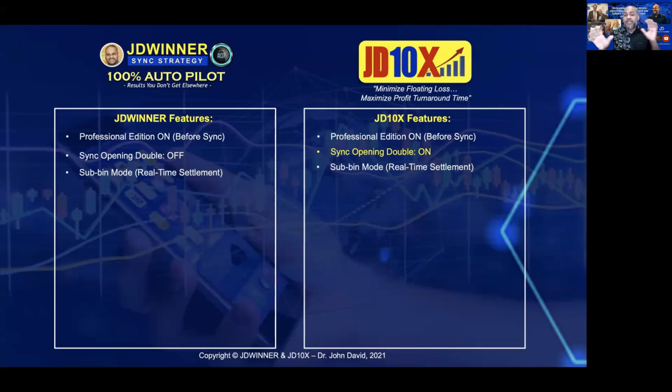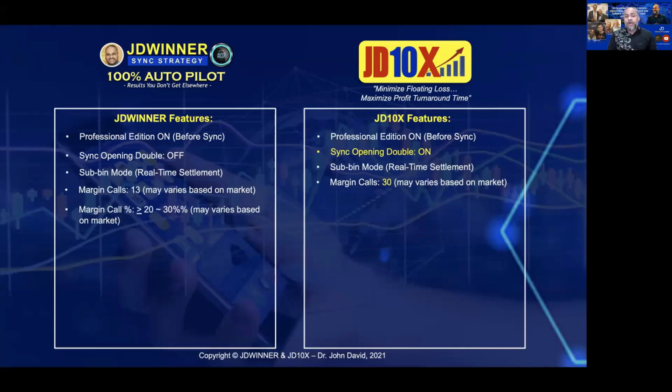So the reason why we use a real-time settlement is because we want to settle all the profit in real time. That's why, after you sync, make sure you check that all the settings are correct. Margin call for JD Winner is 30, may vary based on the market situation. And for the JD10X, that is 30. Anything that you see marked in yellow there are the different points between JD Winner and JD10X.